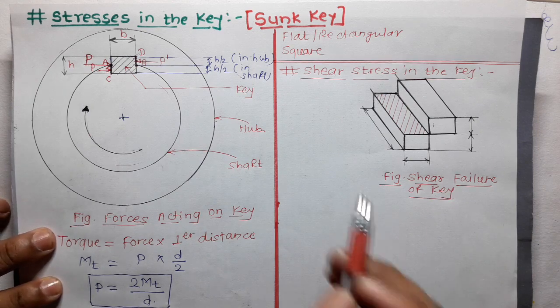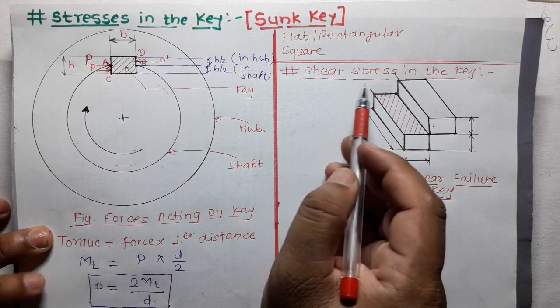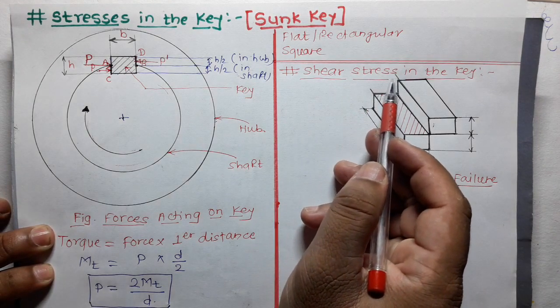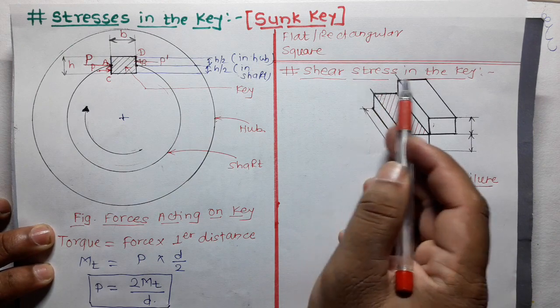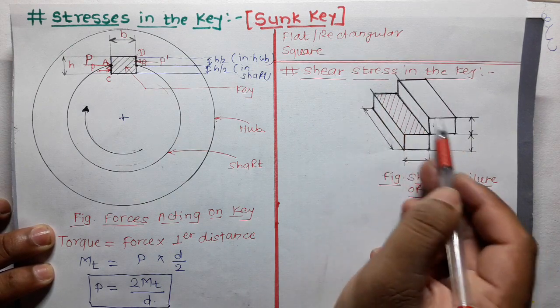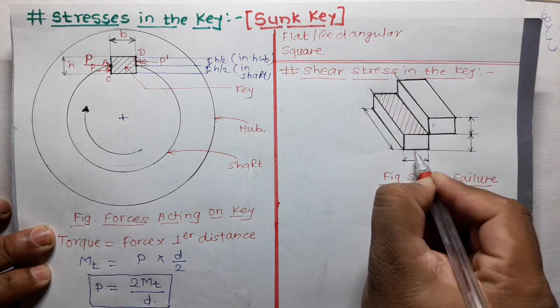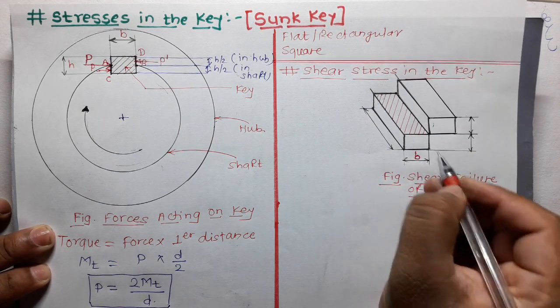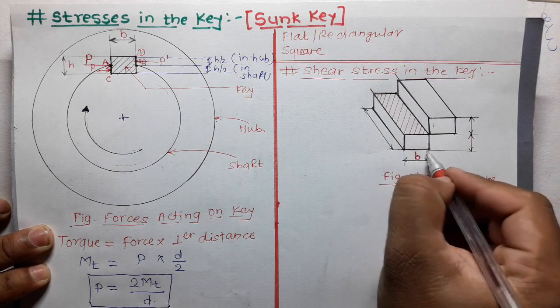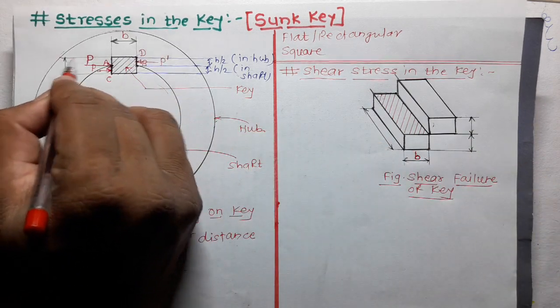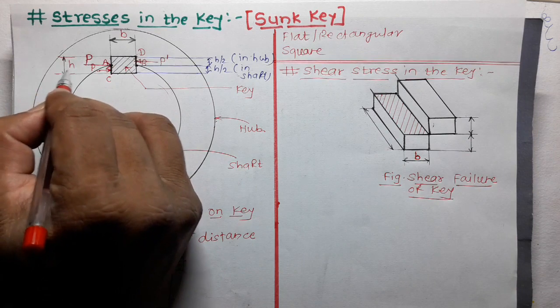Now let us consider the first failure of the key, which is shear stress. So let us consider the shear stress in the key. This is a key and this dimension is B, that is the width is B, and the total height of this key we know is h.